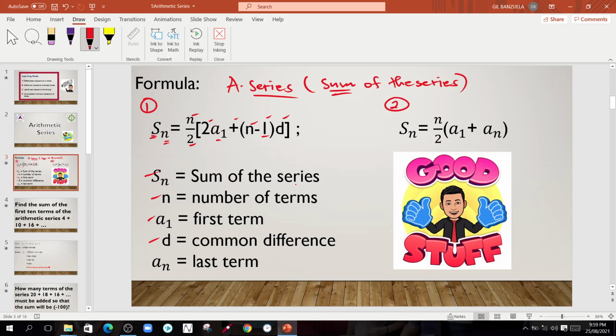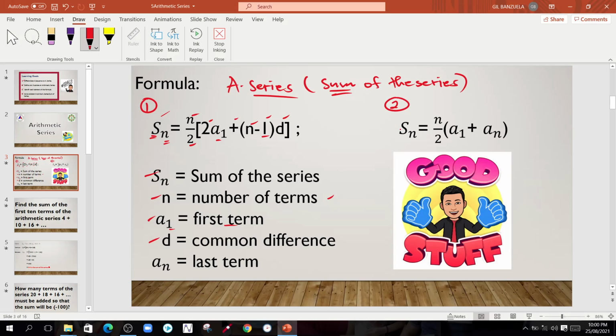S sub n is the sum of the series. So it is better to read it as the sum of the series is equal to, again, n is the number of terms, so half of the number of terms, multiplied to twice the first term, since a sub 1 is the first term, plus a quantity of the number of terms, which is n minus 1, times your common difference. It is better, guys, to remember it that way, so that when we solve problems it is easier, especially word problems. And that is the first formula for the arithmetic series.